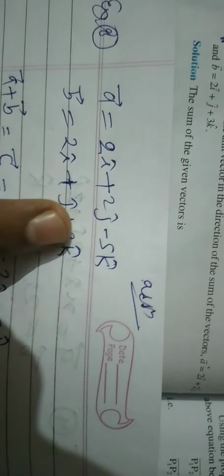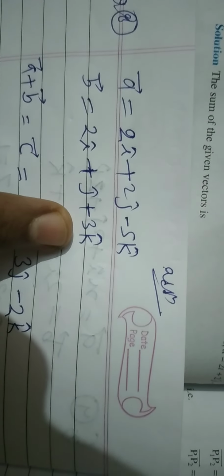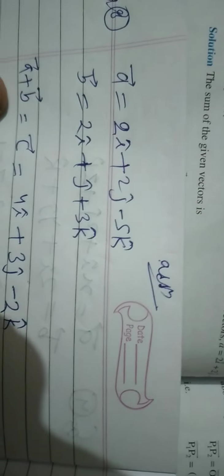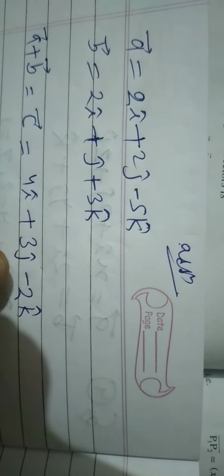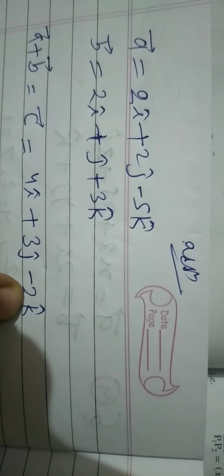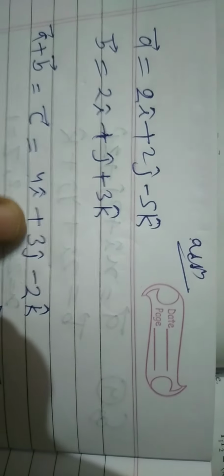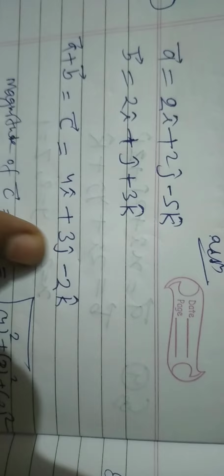Addition of two vectors. Given that vector a is equal to this and vector b is equal to this, then a plus b, if we denote it by c, is equal to 2i plus 2i, which is 4i, plus 2j plus 1j, which is 3j, minus 5k plus 3k, which is minus 2k. Then a plus b is equal to 4i plus 3j minus 2k. This is the addition process for vectors.